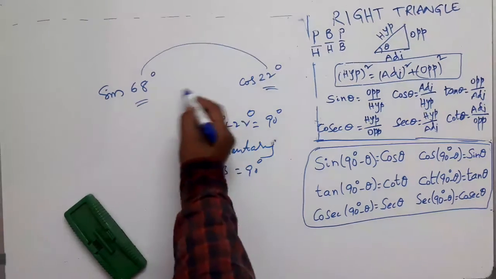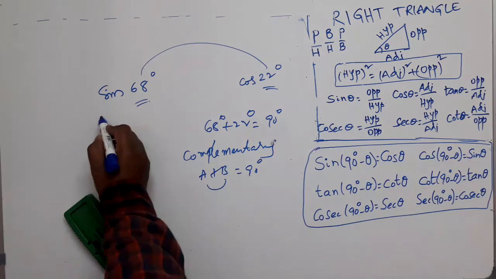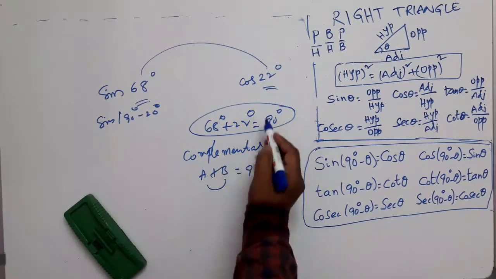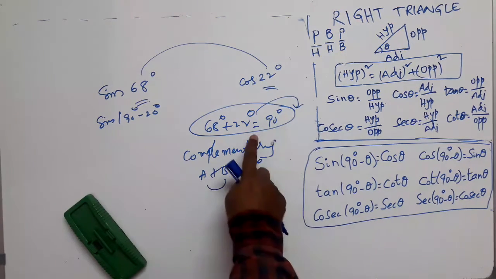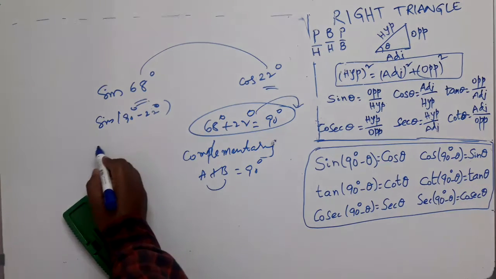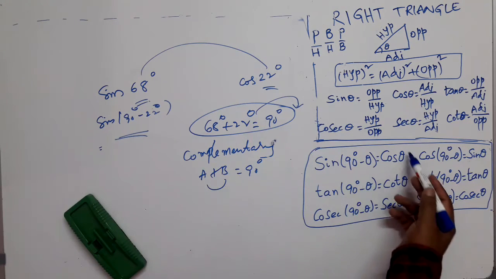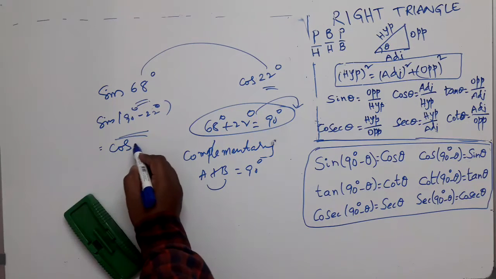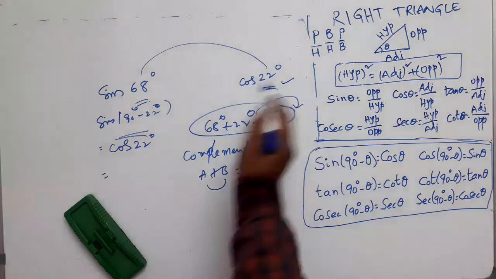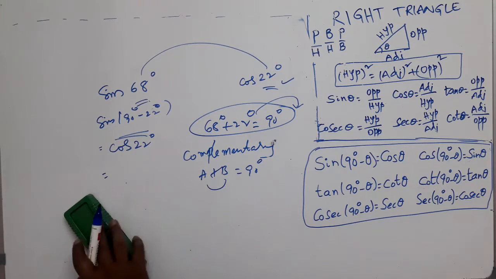In this particular case, I am able to see that these two values are equal, because 68 degrees can be written as 90 degrees minus 22 degrees. But sin 90 degrees minus theta can be replaced by cos theta. So this is cos 22 degrees, right? Of course, I know the value of cos 22 degrees, so I will substitute that value here and I will get the answer, right? That way we can solve the problems.